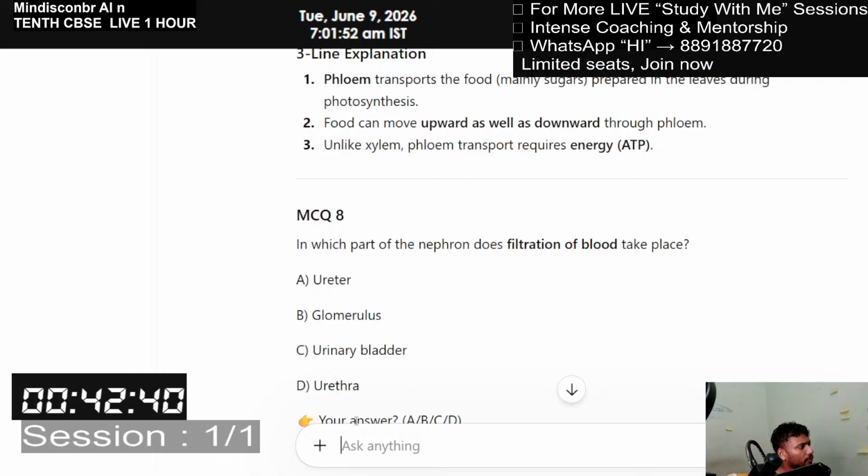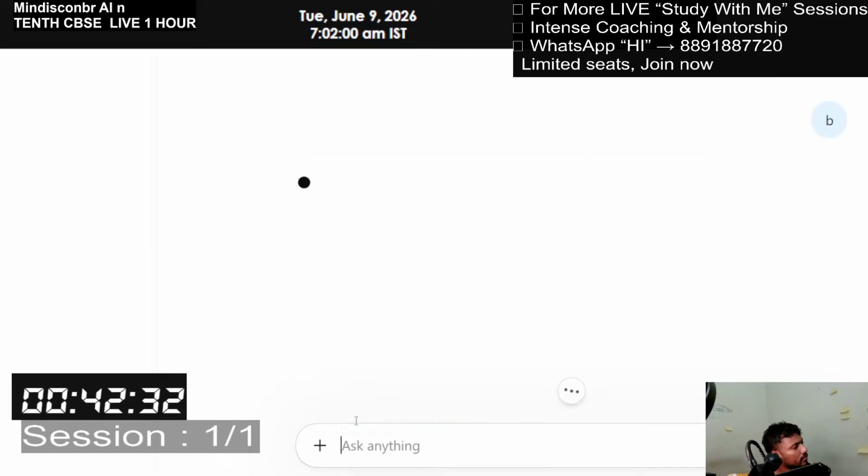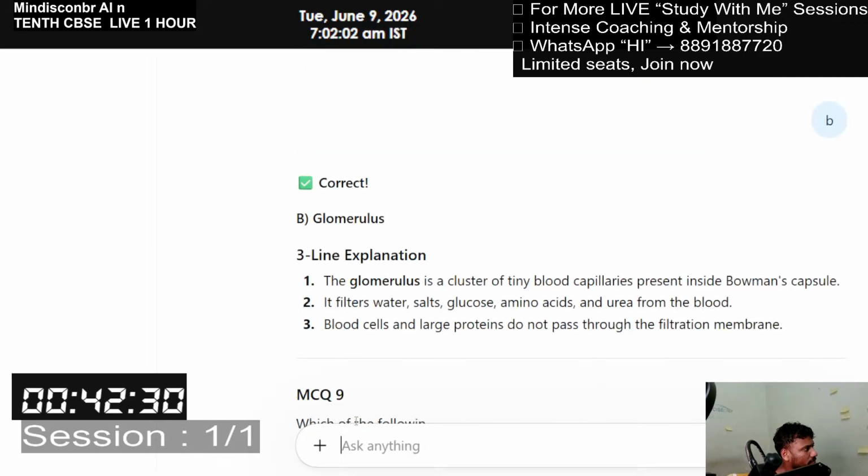In which part of the nephron does filtration of blood take place? Filtration takes place in the glomerulus. The glomerulus is a cluster of tiny blood vessels, blood capillaries, present inside the Bowman's capsule. It filters water, salt, glucose, amino acids, and urea from the blood. Blood cells and large proteins do not pass through the filtration membrane.